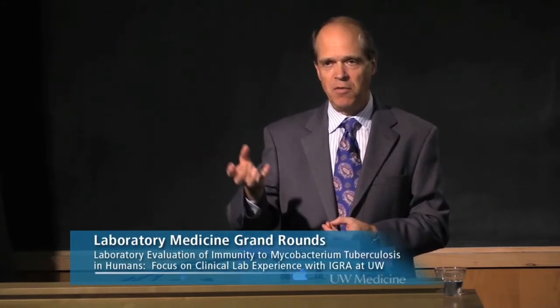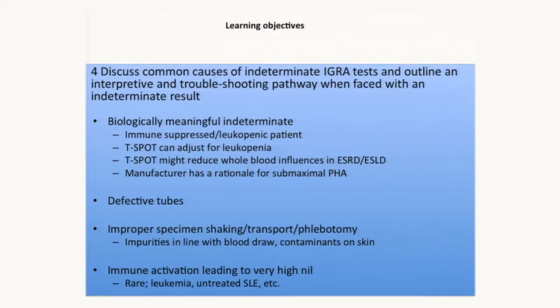And with the T-spot, you're actually purifying the white cells out of the blood and maybe releasing them from some of those influences. I didn't really discuss this, but the manufacturers put in a submaximal amount of PHA on purpose, because this is what the manufacturer says is good about these indeterminates, that they're biologically meaningful. If we blasted it with a maximum amount of PHA, we couldn't get this biologically useful information about our subjects, so we're putting in a threshold amount.